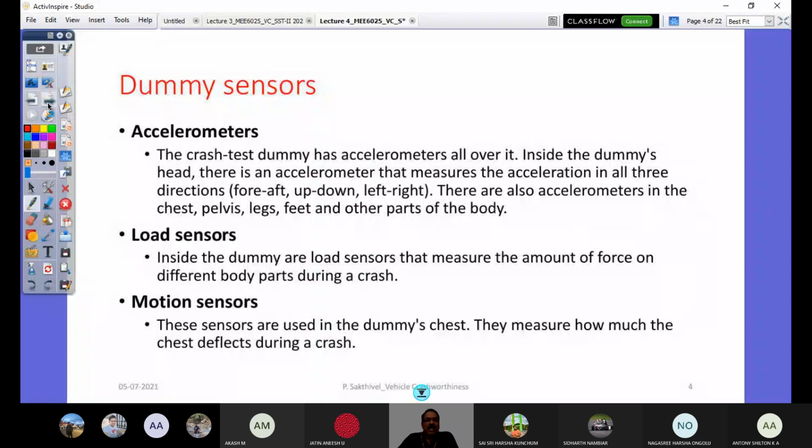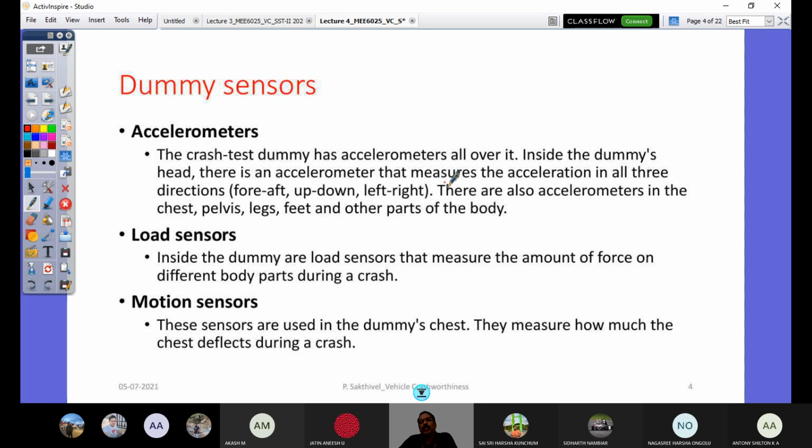And what are dummy sensors? The dummy is full of sensors mounted or embedded in it. There are three important sensors: accelerometers, load sensors, and motion sensors. The crash test dummy has accelerometers all over it. Inside the dummy's head, there is an accelerometer that measures the acceleration in all three directions. What are those? Fore-aft, up-down, left-right. There are also accelerometers in the chest, pelvis, legs, feet, and other parts of the body.